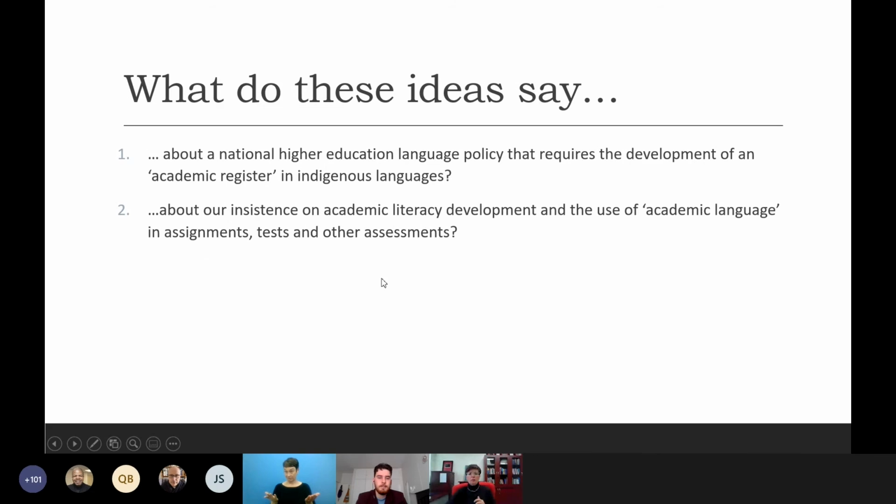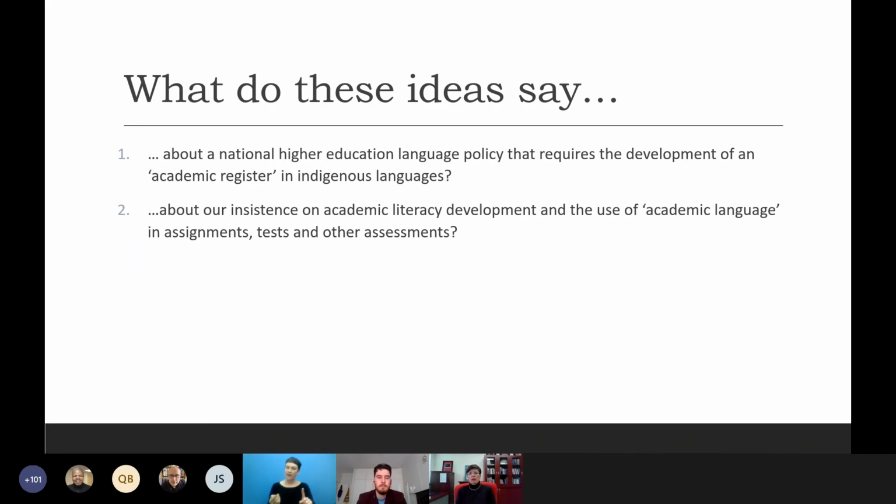So my questions are: what do these ideas say about a national language policy for higher education that insists on developing the academic register in indigenous languages? And I'm not arguing against that. I'm saying that maybe the idea is that all bilinguals or multilinguals have mirror competencies in two languages, so that if they write academically in English, they can also write academically in Afrikaans. And that's not how multilingual language use works. We actually develop competency in specific areas, and we use the languages in a way that serves us best.